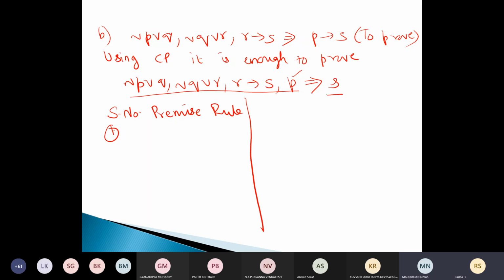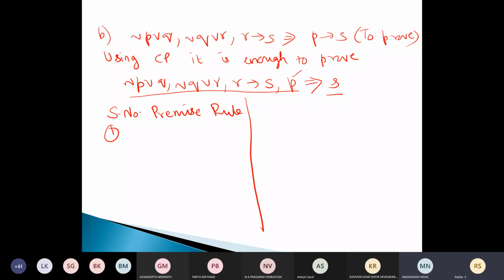What should I introduce? Should I introduce P? Ma'am, we can introduce not P or Q first, and the first two premises. I'm not able to hear. Ma'am, first two premises: not P or Q and the first two premises.